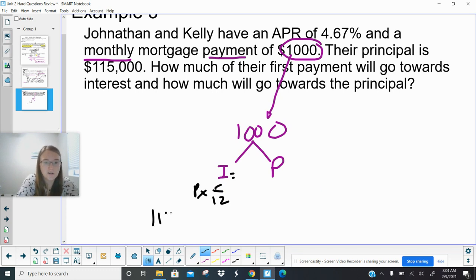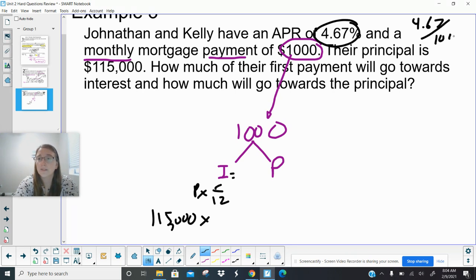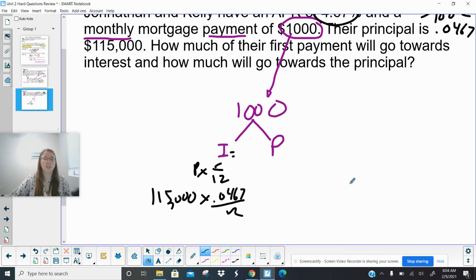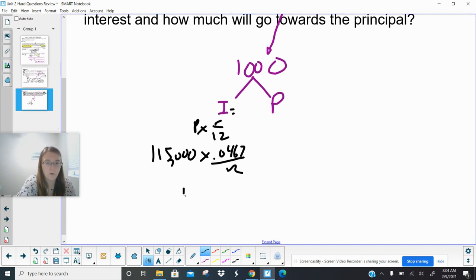Okay, the principal is 115,000 times, yes, R is 4.67, but more importantly, divided by 100. Common mistakes here, guys, 0.0467. Check it in your calculator if you do not know. By 12. Okay, so this is how much interest is going to be paid in 1 month. Times 0.0467 divided by 12. Okay, so this is 447.54. So that's our first answer.